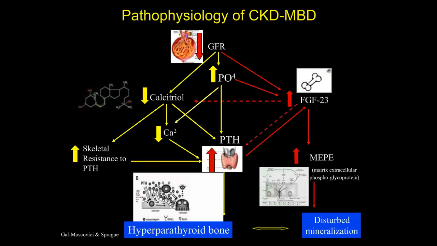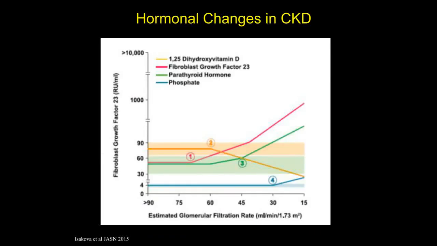We also have the production of another protein, matrix extracellular phosphoglycoprotein, MEPE, which is induced by FGF23, and there's actually some evidence that this MEPE may actually interfere with bone mineralization. So at the level of the skeleton, we have the effect of the high parathyroid hormone causing hyperparathyroid bone disease, as well as other factors potentially mediated through FGF23 and MEPE that may alter bone mineralization.